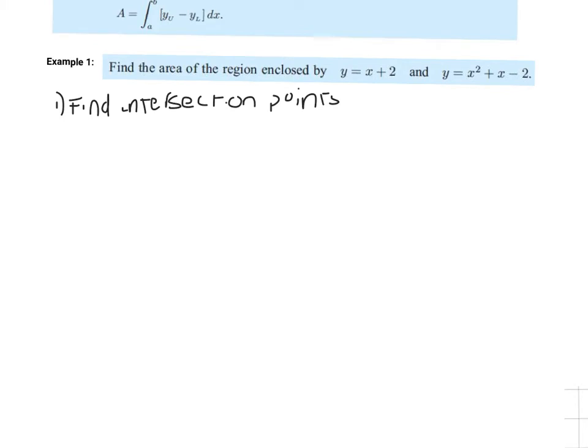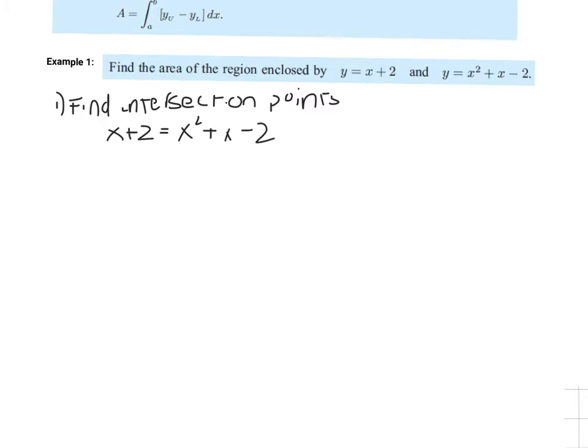So we need to find the intersection points between our two curves. And we know in order to do that, we need to set our two functions equal to each other and then solve for x. So we've got x plus 2 equals x squared plus x minus 2. I'm going to have to retry that one. x plus 2 equals x squared plus x minus 2.